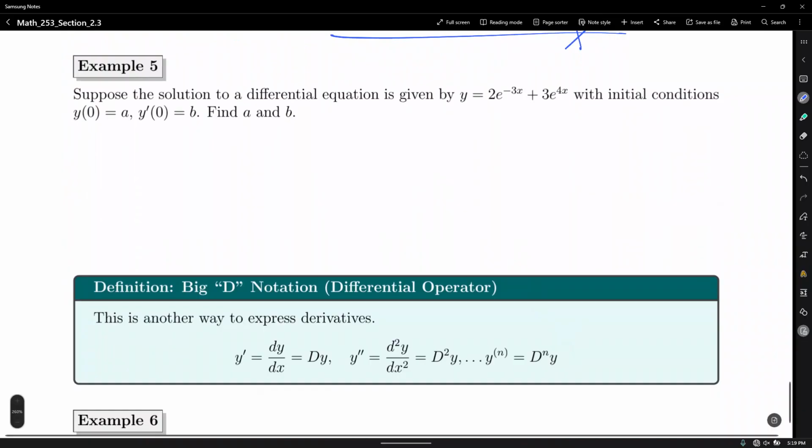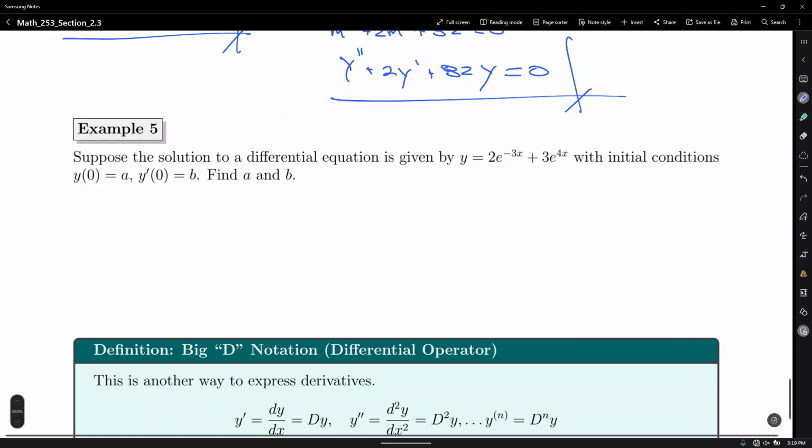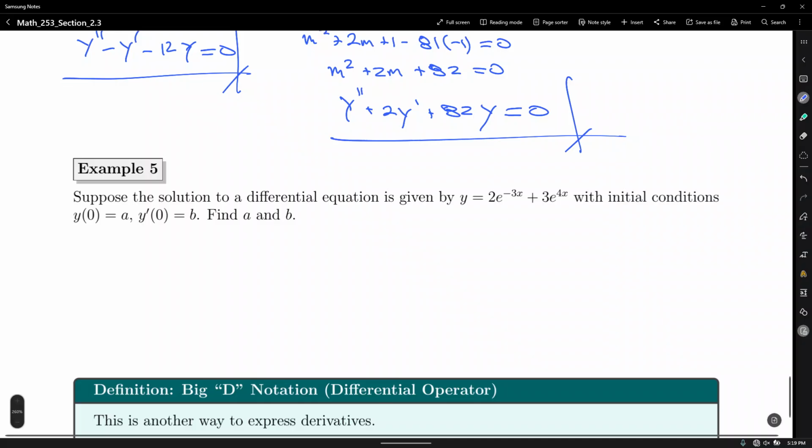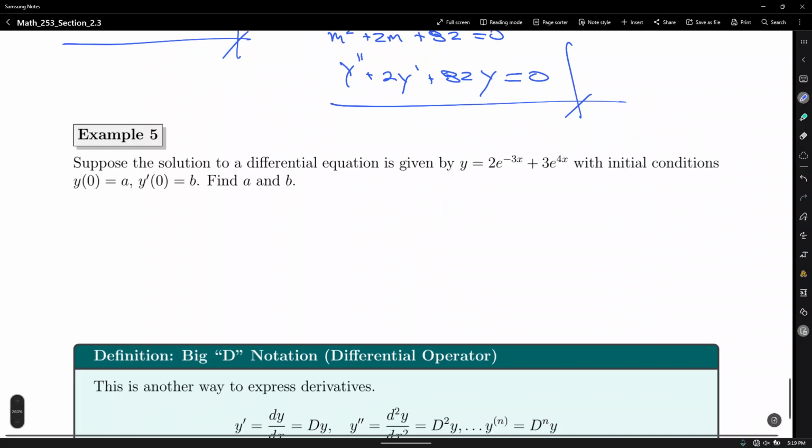All right? Okay, so let's see. With initial conditions, y of 0 equals a and y prime of 0 equals b. So we don't know what a and b are. They're asking us for the values of a and b, such that evaluating the conditions would give us the coefficients 2 and 3. All right? So, how do we go about this one?